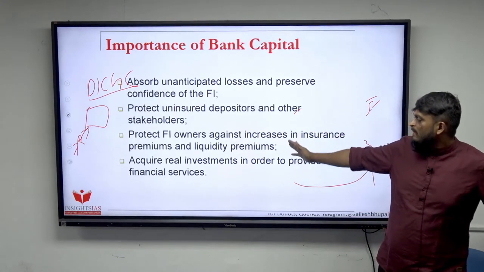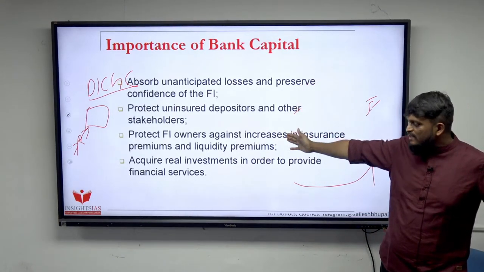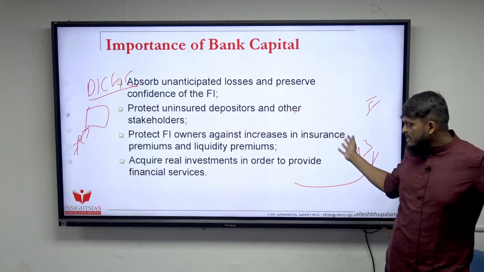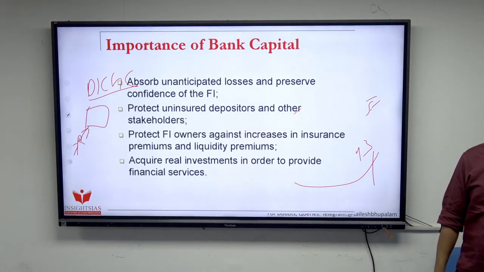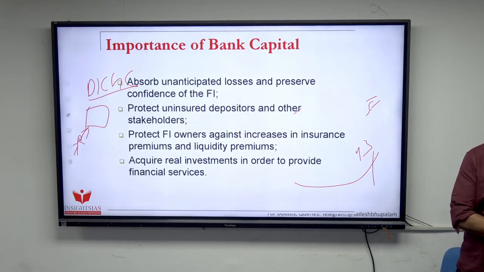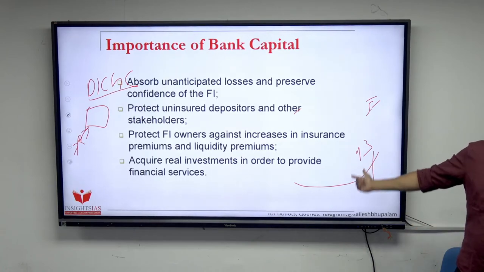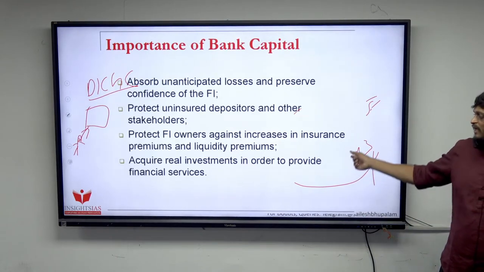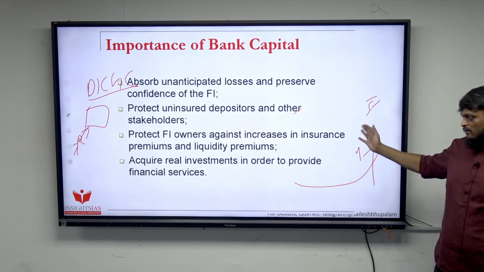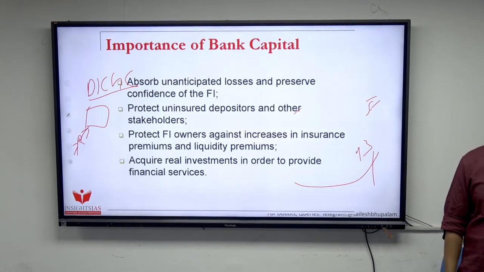So if you have enough bank capital, it protects the financial institution's owners against increases in insurance premiums. Because we have reduced the risk in the bank, you can buy insurance at a lower premium. You understood? Imagine you want to buy health insurance. There is some health insurance where, if you go to the gym 300 days in 365 days, they will reduce your premium amount by 20% because you are taking care of your health, which is good for them. They don't need to pay insurance. You understood? Same way here, if the bank is keeping proper capital, then they will reduce the premium that the bank needs to pay. So this is how insurance works. This is one more reason why they need to keep adequate bank capital.